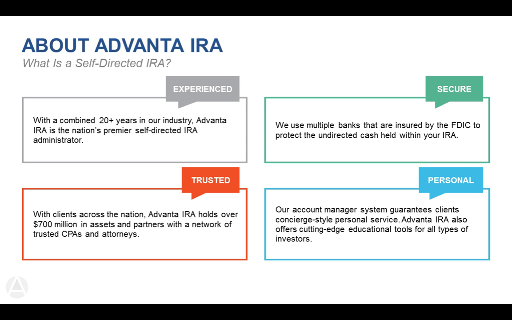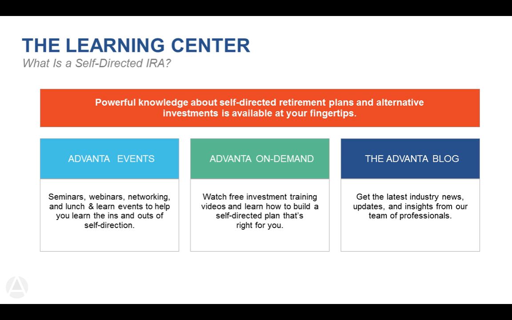And also, we are fully FDIC insured for any of your deposits that come into Advanta. So just like with any normal banking relationship that you'd have with any other IRA administrator, you have $250,000 of FDIC insurance on any cash that you do hold in your IRA here with us at Advanta.